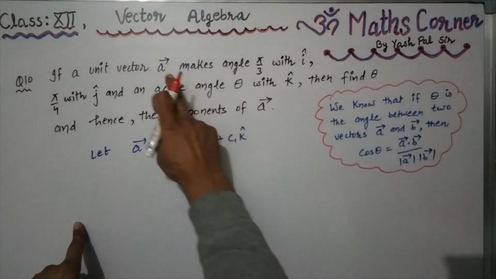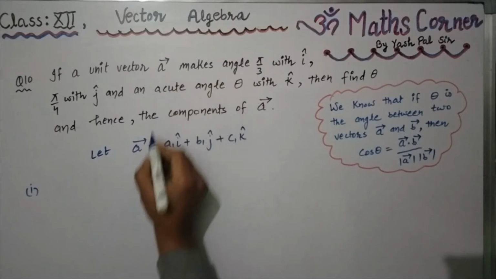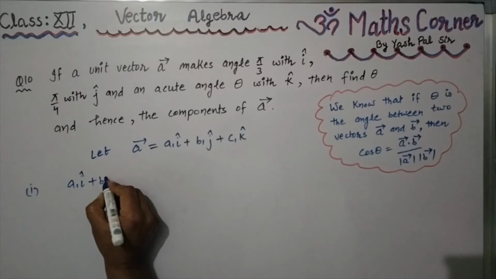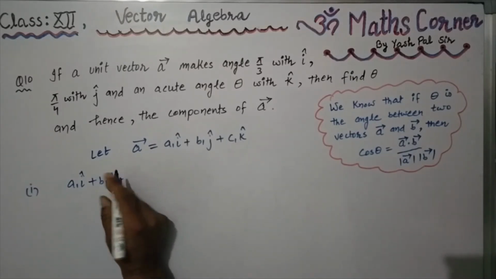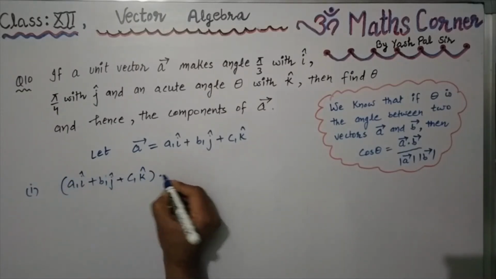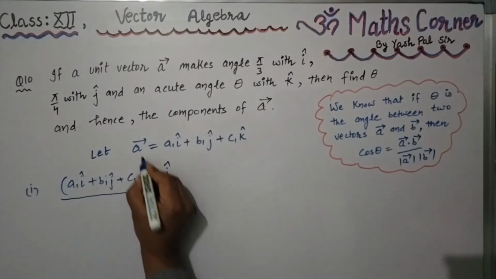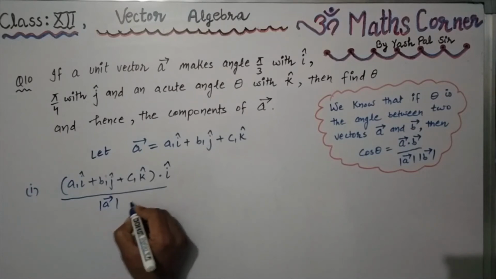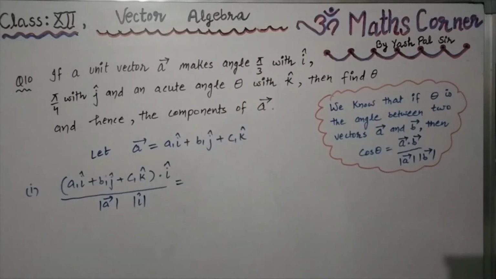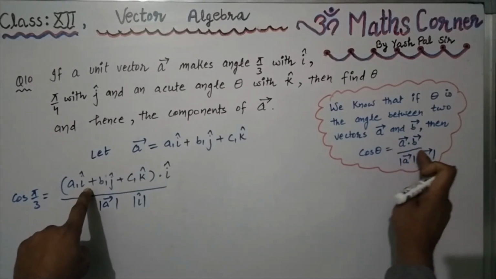So this is the rule to find the angle between any two vectors. Here first of all we have two vectors, first is A, second is i. So we write A, meaning a1i plus b1j plus c1k, dot i, divided by magnitude of vector A into magnitude of vector i, is equal to cos theta.